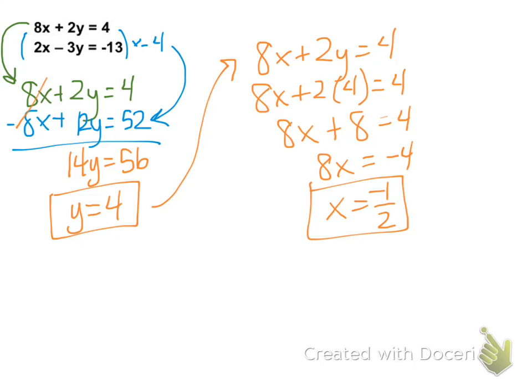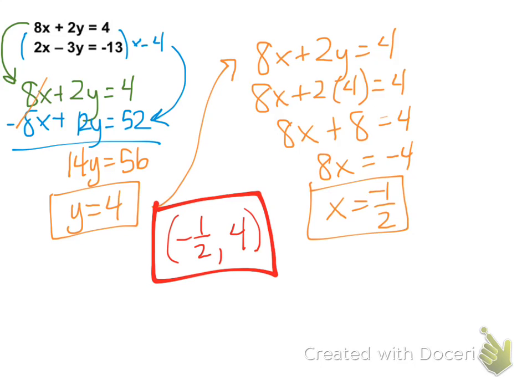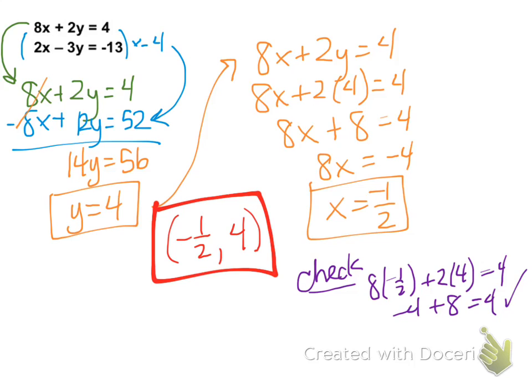Again, you need to make sure that you write your answer, your solution, as an ordered pair, because this is the point that lies on both of those lines. And again, we can check our solution. Plugging it into the first equation, I see that it does indeed work. And plugging negative 1/2, 4 into the second equation, I see that that one also works. So negative 1/2, 4 is indeed the solution.